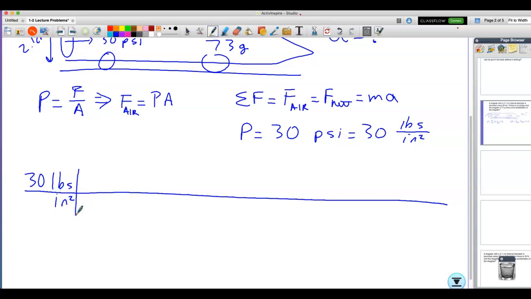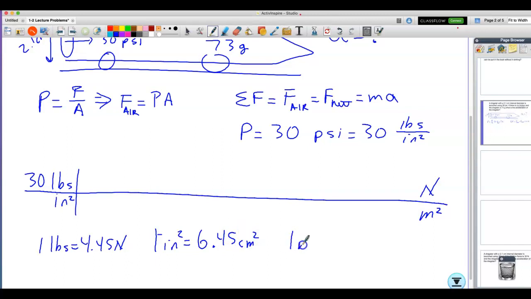Okay, and then what are our conversions? Well, I can look up and I know that 1 pound is 4.45 newtons, because that's what we want. We want it in newtons per meter squared. That's our Pascal. So then I also know that 1 inch squared is 6.45 centimeters squared. And I know that in 1 meter squared, there are 10,000 square centimeters. So let's put those in and see how we do.